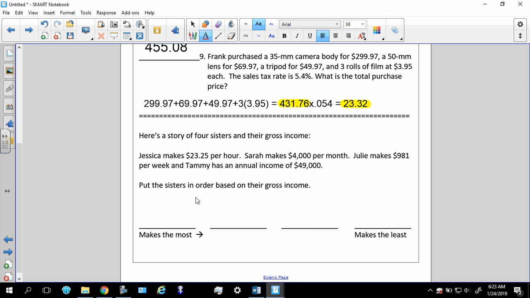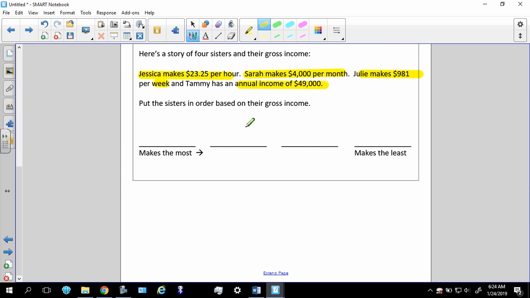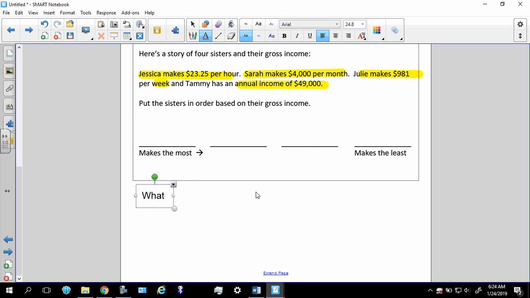All right, here's a story of 4 sisters and their gross income. Jessica makes $23.25 per hour. Sarah makes this. Julie makes that per week, and then Tammy has an annual income. All right, so this is one of these questions where you have 4 sisters on 4 different pay periods. And so what you have to do is decide what I'm going to convert the sisters' pay to. Okay, so everybody is working on a different time schedule.